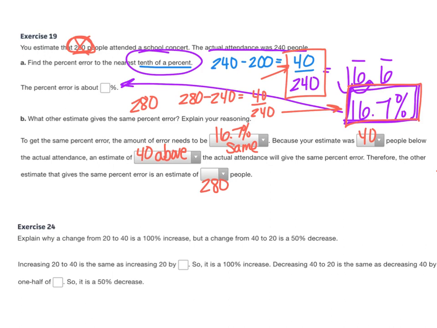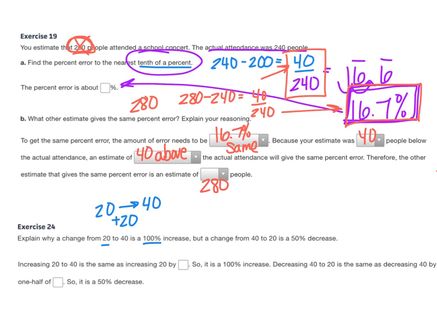Now, for number 24, it says, explain why a change from 20 to 40 is a 100% increase, but a change from 40 to 20 is a 50% decrease, not a 100% decrease. So the reasoning for that, and I can see how this can be very confusing, it's all about what the original number is. So in the first example, the original number is 20. So if I go from 20 to 40, I am doubling it, right? So not only did I start with 20, but I'm adding another 20 to it, which is 100% of 20. So I'm adding 100% onto it. So that's going to double it.